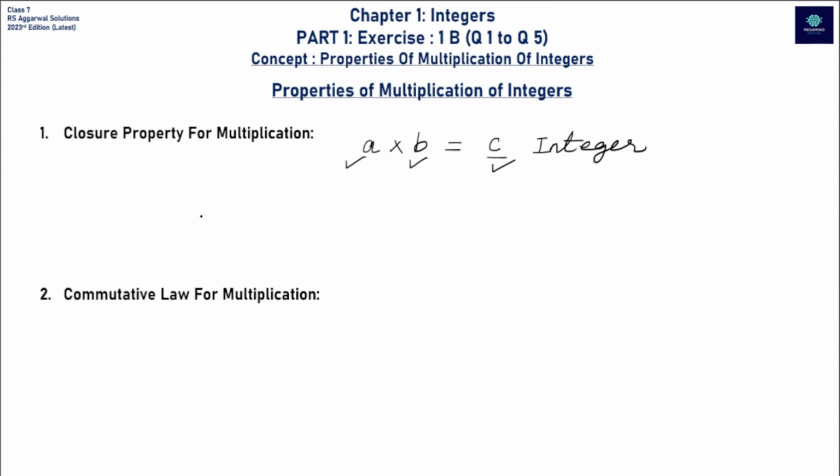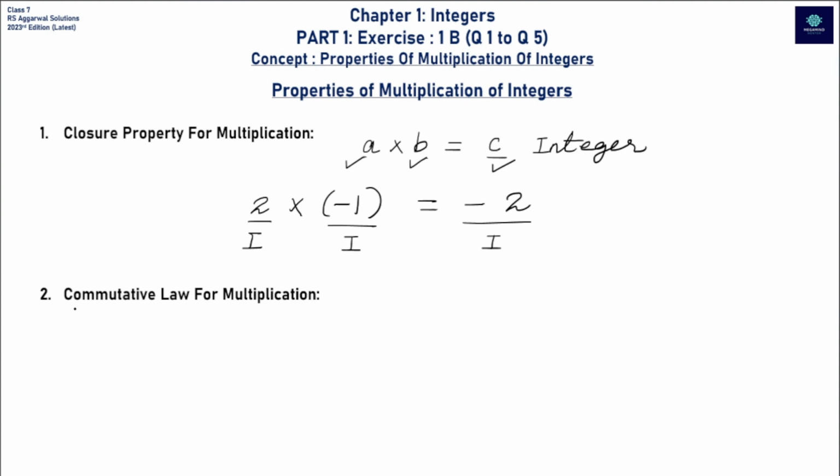Let us take an example to understand this. If I multiply 2, which is an integer, with minus 1, its product is going to be minus 2. So 2 is an integer, minus 1 is an integer, and their product minus 2 is also an integer.